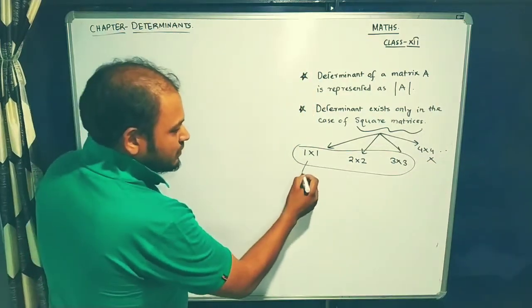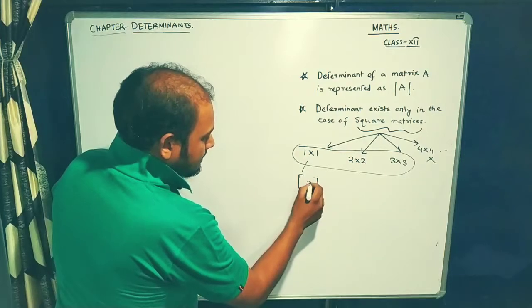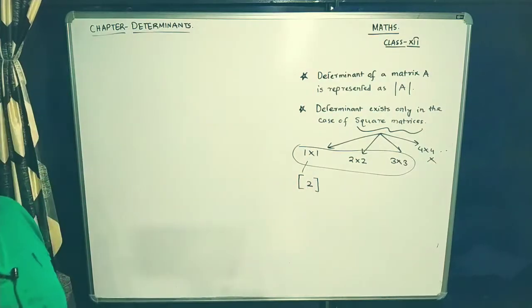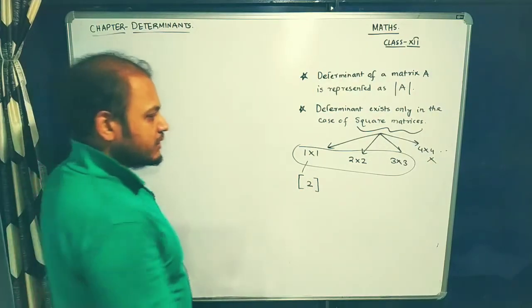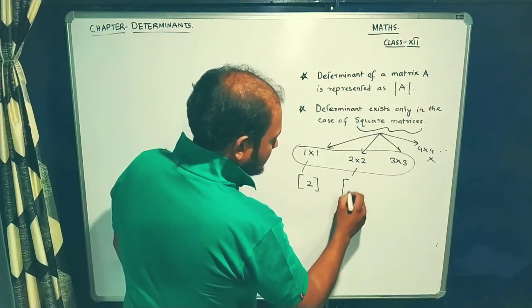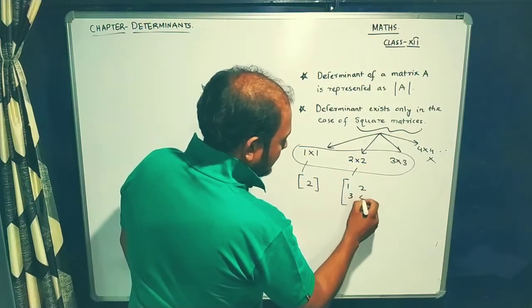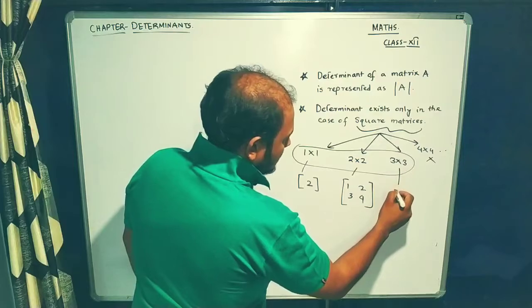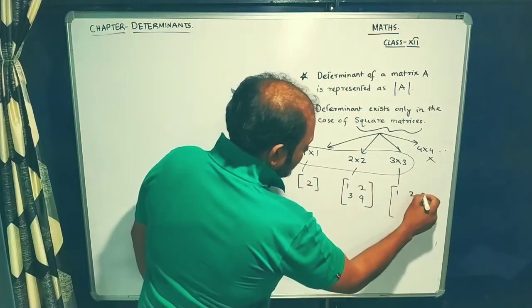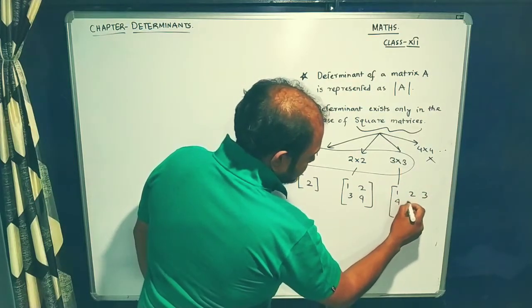A 1 by 1 square matrix looks like this. It will consist of only one element. A 2 by 2 square matrix will look like this. And a 3 by 3 square matrix will look like this. It will have 3 rows and 3 columns.